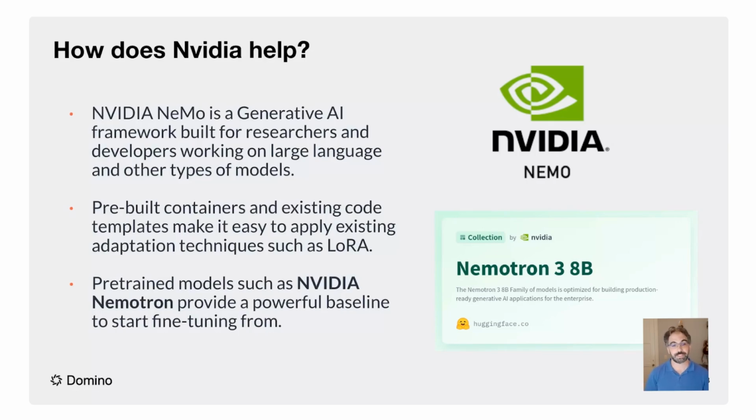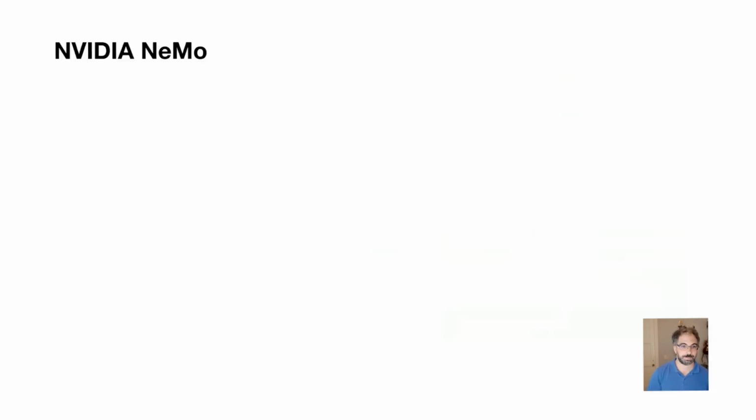And finally, having a set of pre-trained models. So in the demo that you're going to see, we use NVIDIA Nemotron, and you can get these models from NVIDIA that are tuned for a variety of different use cases. So you can still fine tune on top of that to be specific to your organization or whatever business need you have. But you're going to be starting from a much better place than a general pre-trained model.